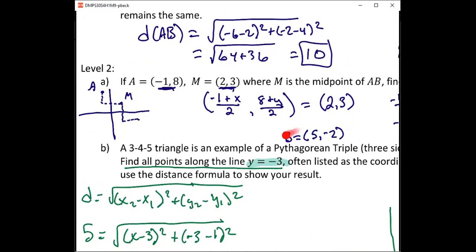So when I look at my answer of (5, -2), is my answer in quadrant 4? Yes. So I kind of feel like I'm on the right track. And how do I actually know if I'm on the right track or not? This is the geometric approach.